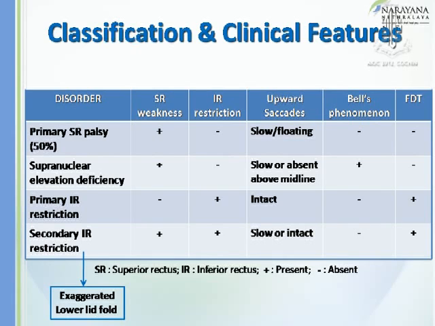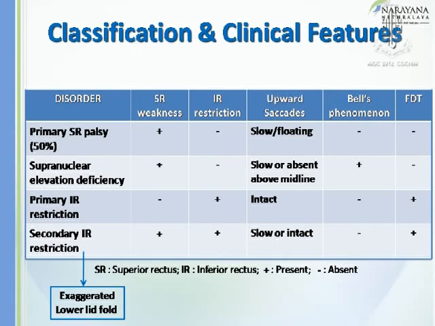So when you do an FDT and you see it's negative, then you have to look for Bell's phenomenon. And if you feel the Bell's phenomenon is present, then we label it as supranuclear elevation deficiency. In both the cases, the upward saccades will be affected. However, if you find that the FDT is tight, that means it's either primary inferior rectus or a secondary restriction. In this case, if there is an associated superior rectus weakness, then we are going to have a difficulty in eliciting saccades, and this is how we can reach this diagnosis.